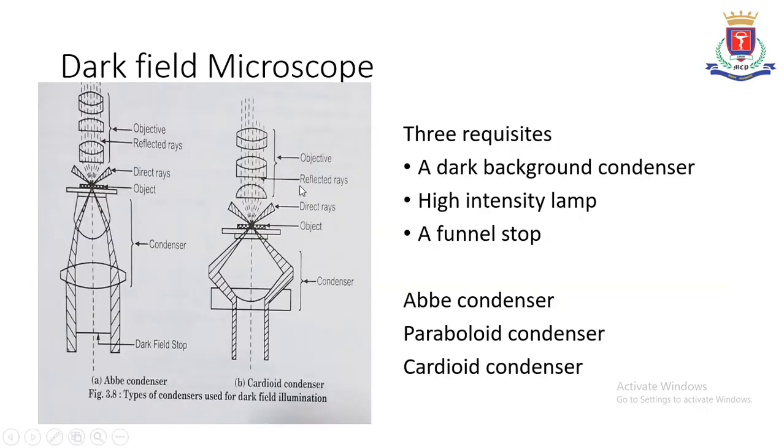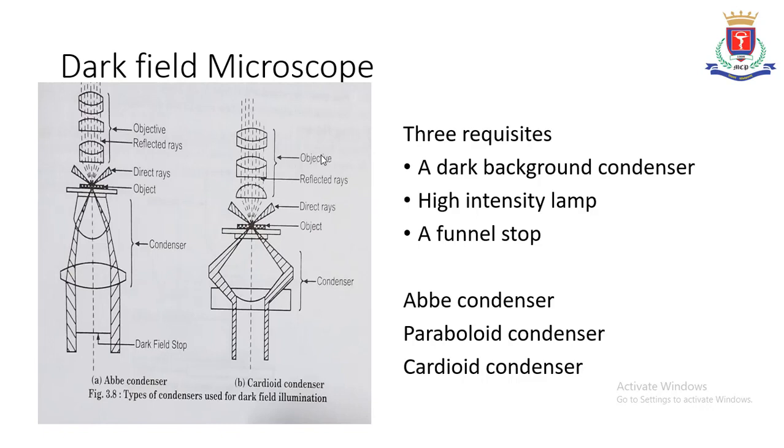There are 3 requisites for adapting an ordinary microscope for dark background illumination. First is the dark background condenser, which focuses only oblique rays of light on the specimen, a suitable high intensity lamp, and a funnel stop which reduces the numerical aperture of the objective to less than 1. The Abbe condenser, paraboloid condenser, and the cardioid condenser are commonly used for dark field illumination.